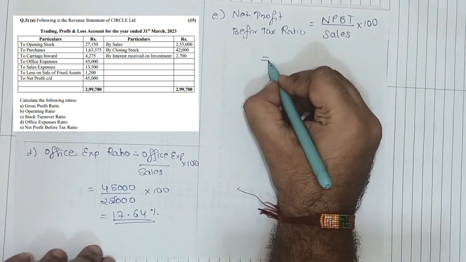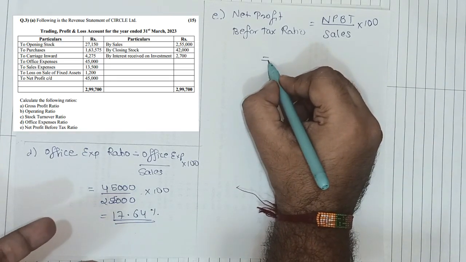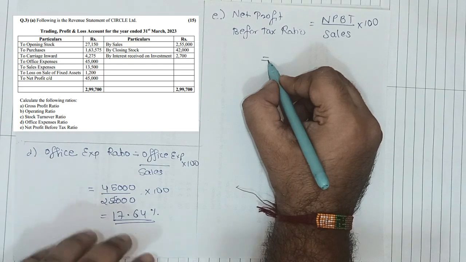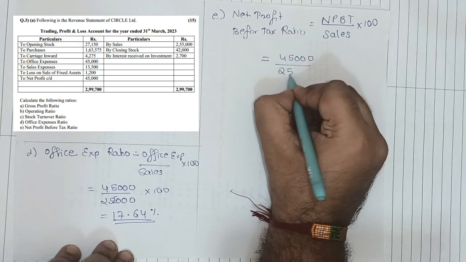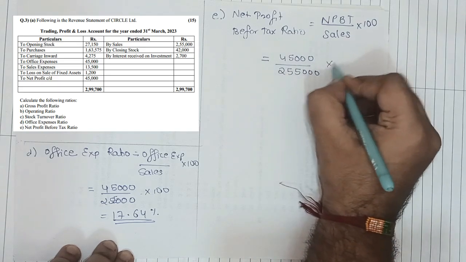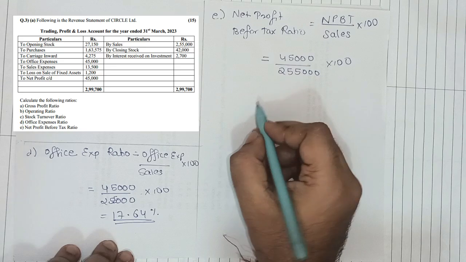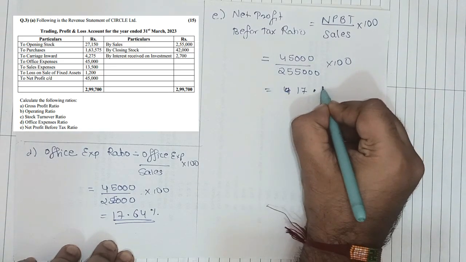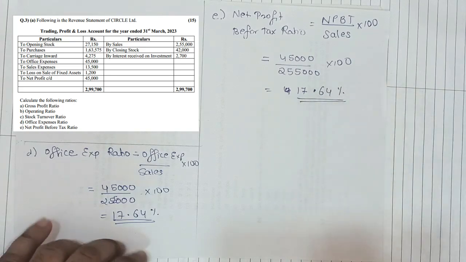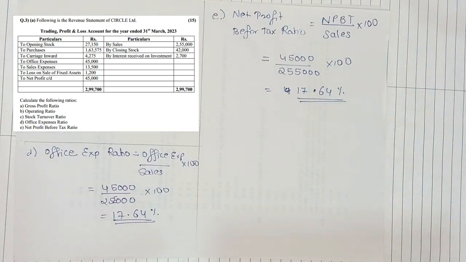Net profit before tax. So whatever net profit they have given us is basically net profit before tax, because there is no tax mentioned anywhere in the question. So that's 45,000 upon sales 2,55,000 into 100. Similarly it is again 45,000 only. So you'll get 17.64%. Okay, so this is how you had to solve this sum based on ratio analysis, question number 3A. Chalo, now let us go ahead with question number 4A.